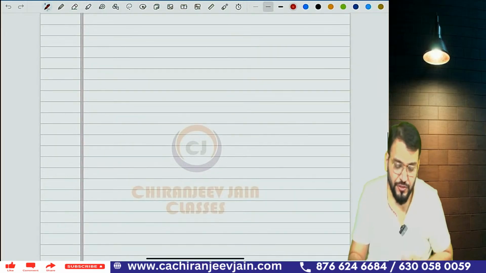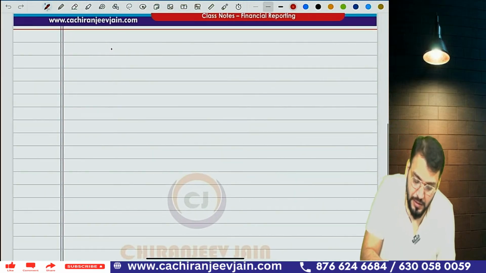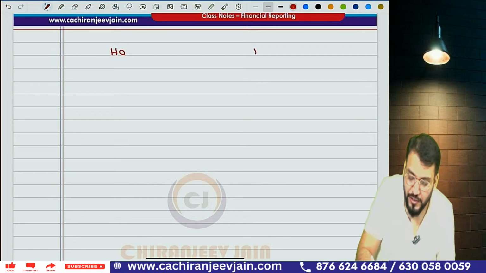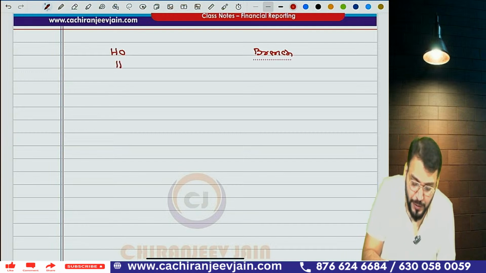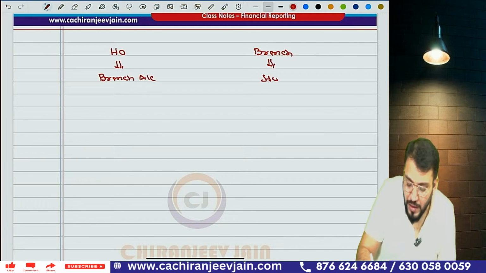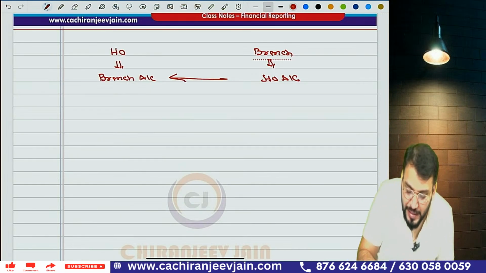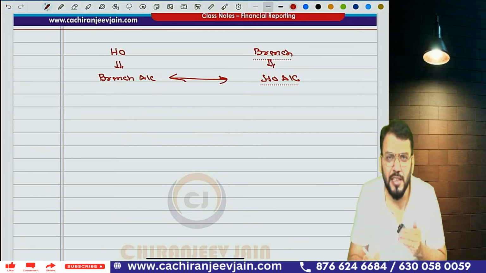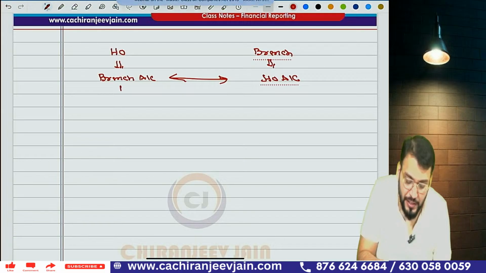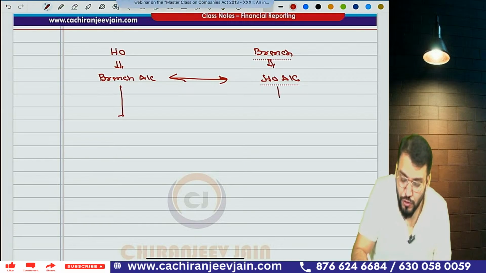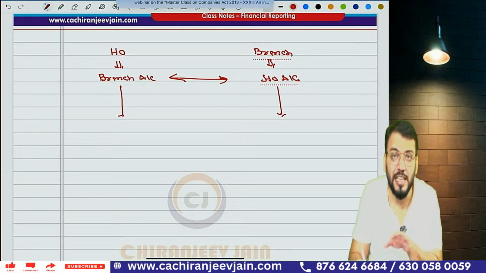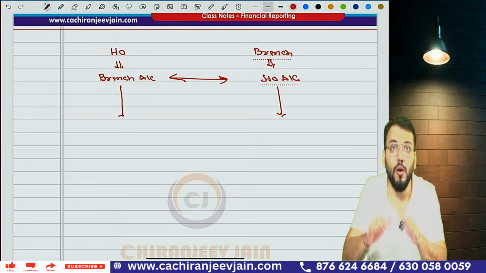Just try to understand. In case of independent branch, the head office will maintain one branch account and the branch will maintain one head office account in their respective books for any transaction between them. At the end of the year, the balance of the branch account should be equal to the balance of the head office account in the respective books, but the balance should be on the opposite side.